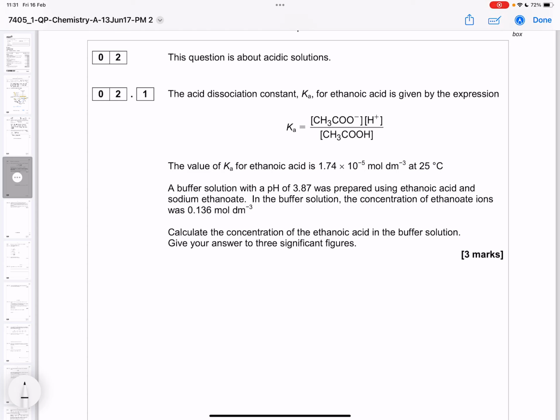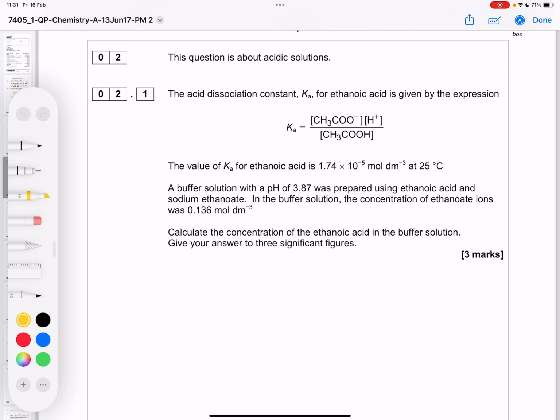This question is about acidic solutions. The acid dissociation constant Ka for ethanoic acid is given by the expression shown, and the value for Ka is 1.74 times 10 to the minus 5 moles per decimetre cubed at 25 degrees C. A buffer solution with a pH of 3.87 is prepared using ethanoic acid and sodium ethanoate, and in the buffer the concentration of ethanoate ions is 0.136. Calculate the concentration of ethanoic acid, giving your answer to 3 significant figures.